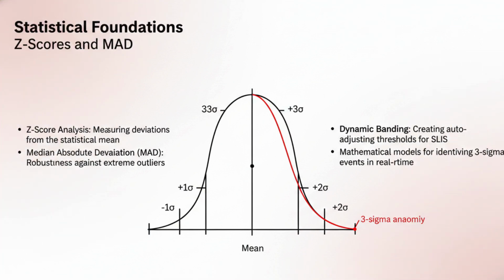To automate detection, we look to statistics. 2 common methods for identifying outliers are z-scores and median absolute deviation, or MAD. Z-scores measure how many standard deviations a data point is from the mean. While effective for normally distributed data, z-scores can be sensitive to extreme outliers. This is where MAD comes in. As a robust measure of variability, MAD uses the median rather than the mean, making it less susceptible to the very anomalies we are trying to isolate. By applying these methods to our SLIs, we can create dynamic bands that automatically adjust to the current system state, allowing us to flag any data point that falls outside the expected statistical range.